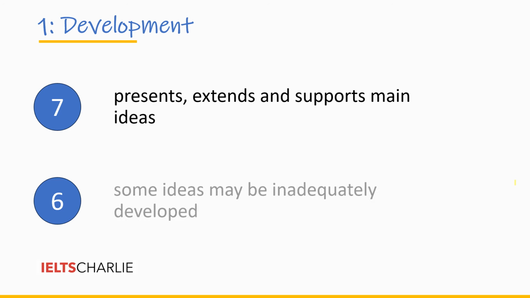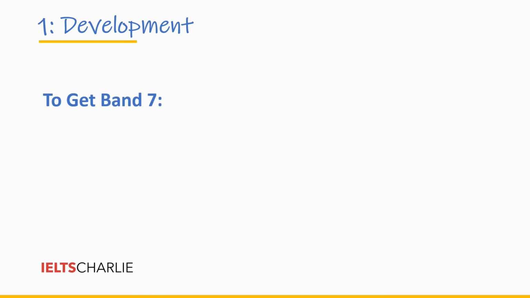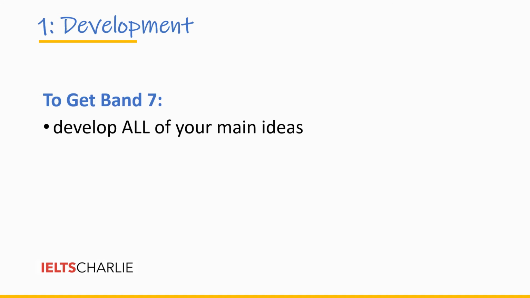At Band 6, some ideas may be inadequately developed, and this is the key thing to remember. At Band 6, your main ideas are inadequately developed, whereas at Band 7, they're not. It doesn't talk about inadequate development or anything like that at Band 7. So what we can say is that to get Band 7, you need to develop all of your main ideas. If you do not develop all of your main ideas, then you're not going to get Band 7. This is one of the main reasons why people don't get Band 7 in IELTS Writing Task 2.